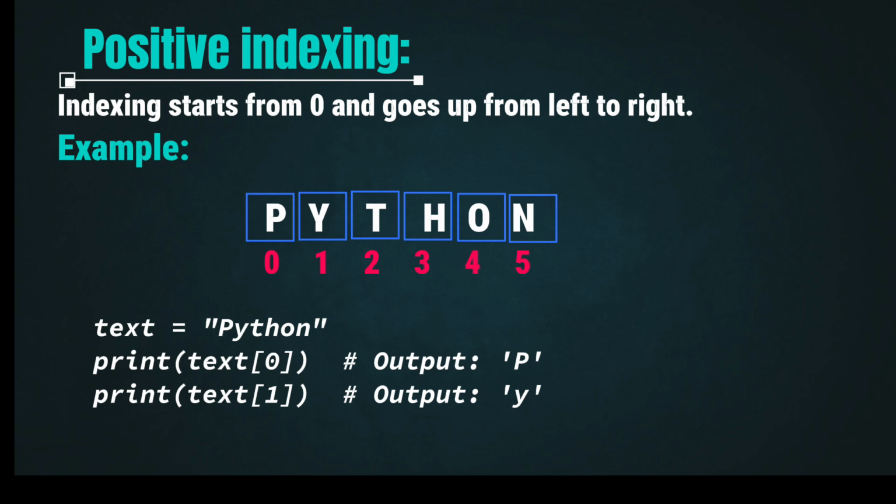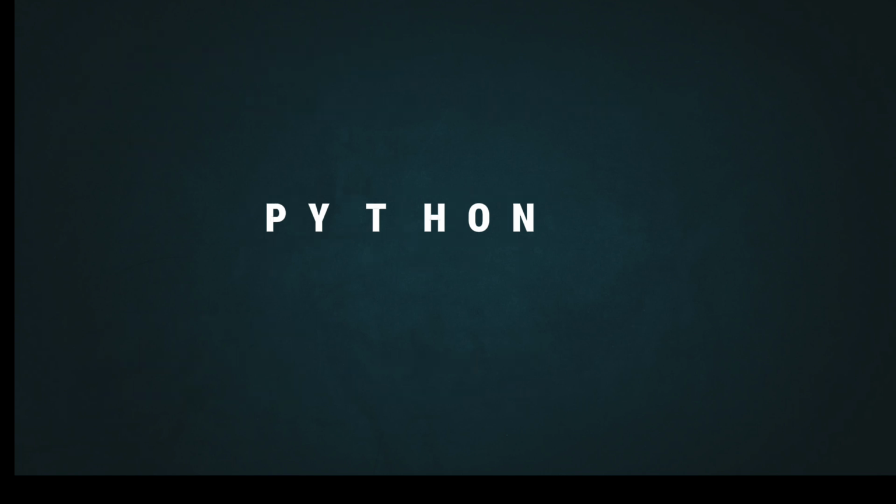Print text at index 0. This line prints the character at index 0 of the string text. Since indexing in Python starts at 0, text at index 0 refers to the first character, which is P. Print text at index 1. This line prints the character at index 1, which is the second character of the string. Therefore, text at index 1 returns Y.